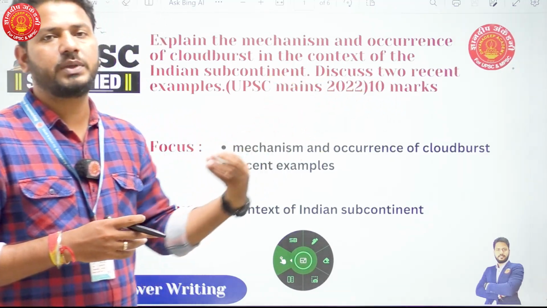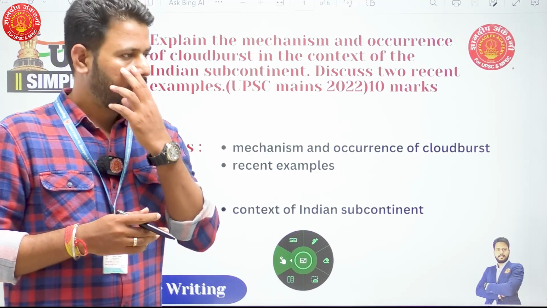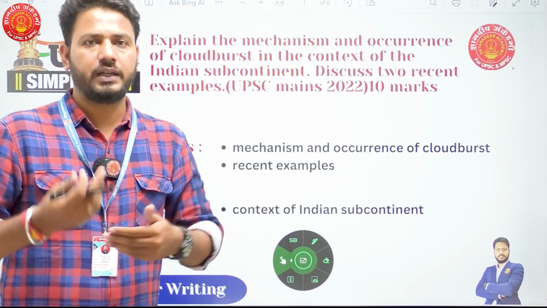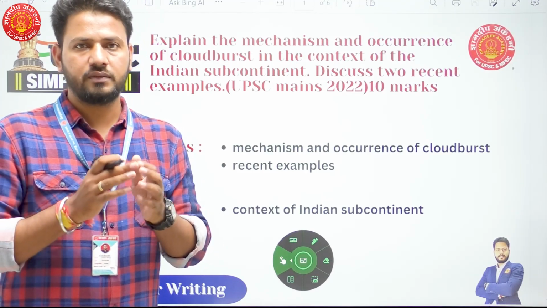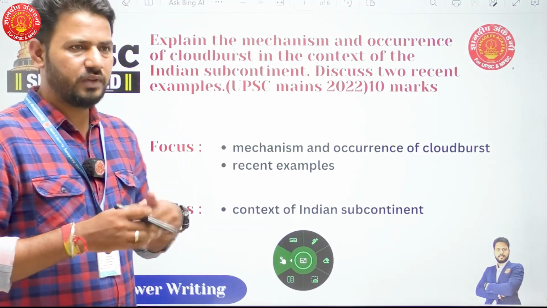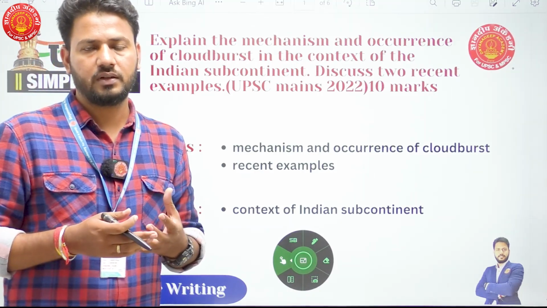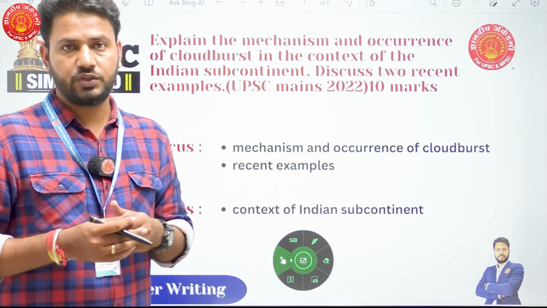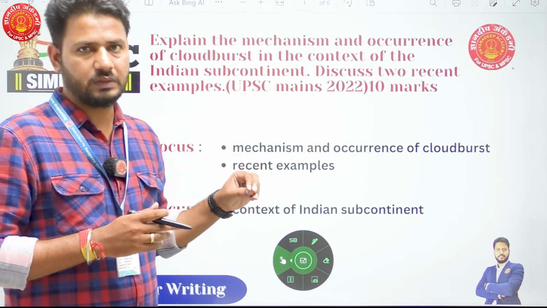Okay, so here we need to be very careful with the word limit because people tend to overwrite when the topic is within their sphere. So cloudburst, though we have a lot of things happening when it comes to cloudburst, but we should be very careful in sticking to the word limit.